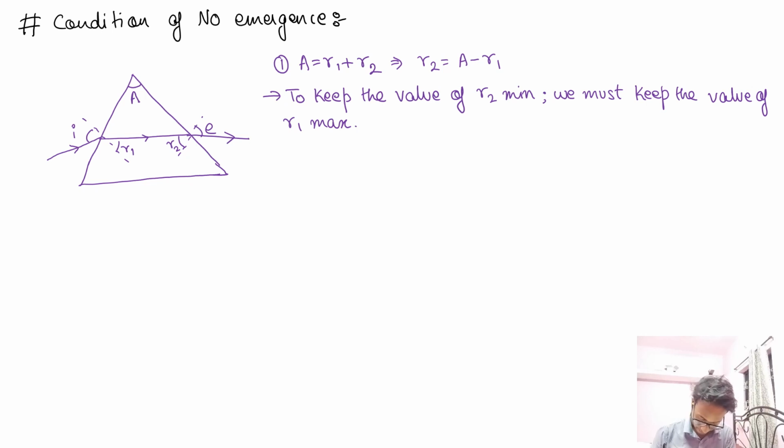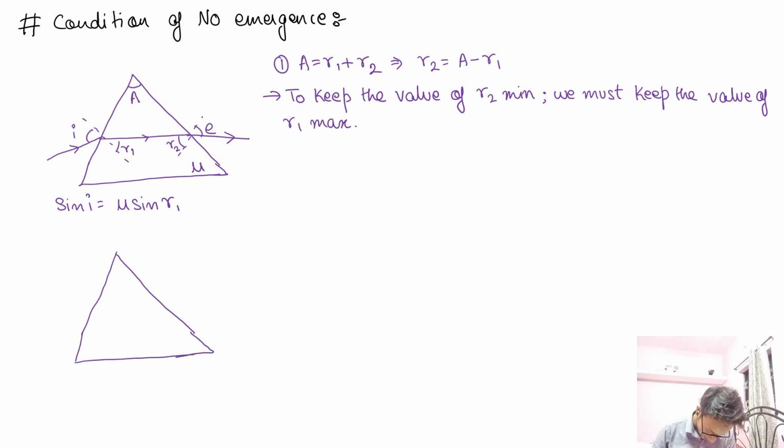Now to keep R1 maximum, I should be maximum. Why? Because sin I is equal to mu sin R1, where mu is the refractive index of the glass. So if I increases, R1 increases. What is the maximum value of I possible? The maximum value of I possible is nothing but 90 degrees.